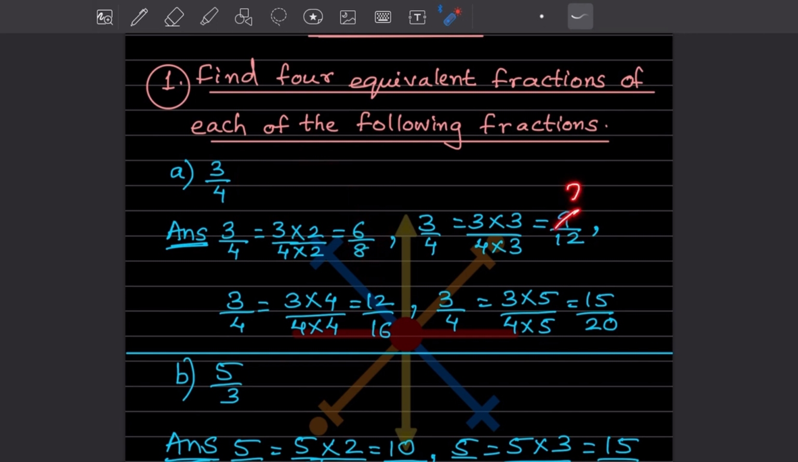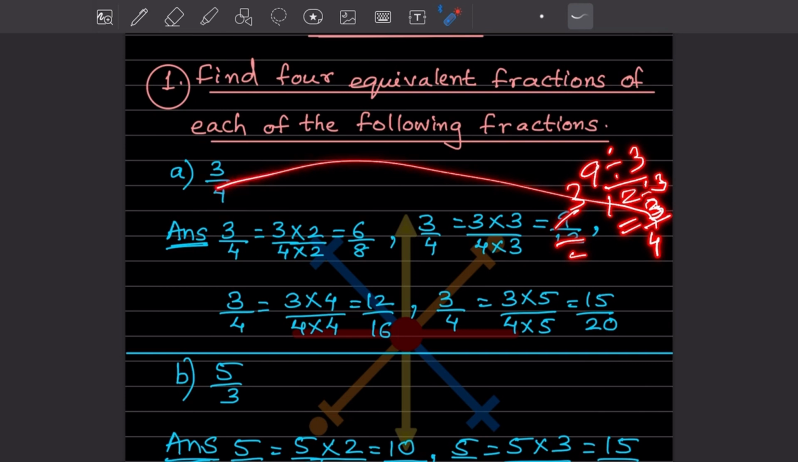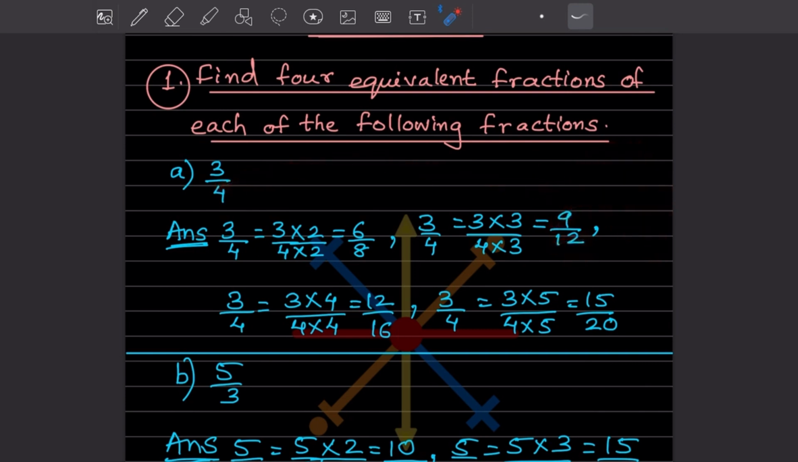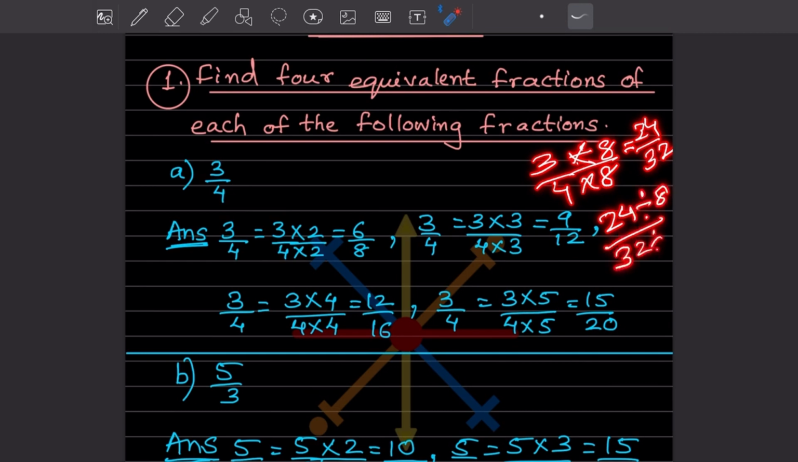Now look at here, 3 3s are 9, 3 4s are 12. That means when you divide it by 3, you get 3 divided by 4, isn't it? Now suppose we are multiplying this by 8. So what do we get here? 24 divided by 32. When this is 24 divided by 8 and 32 divided by 8, what do you get here? 8 3s are 24, 8 4s are 32. So you get 3 by 4.